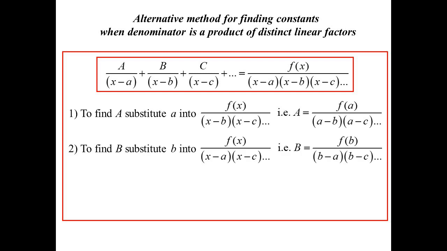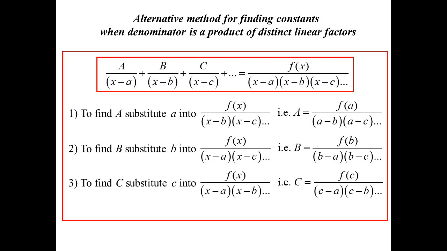Then I could do the same for b. I will cover up the x minus b and substitute in b. That'll be what b is. Then I could do the same for c, and so on, and so on, and so on. So let's go back to the ones we did before.